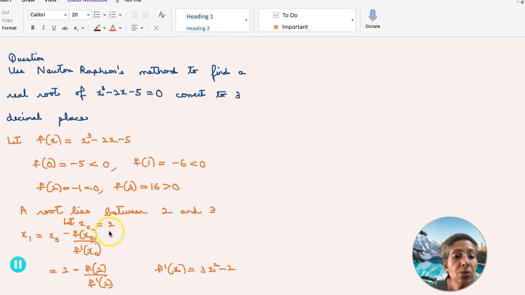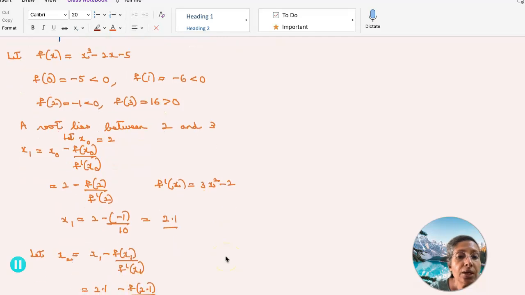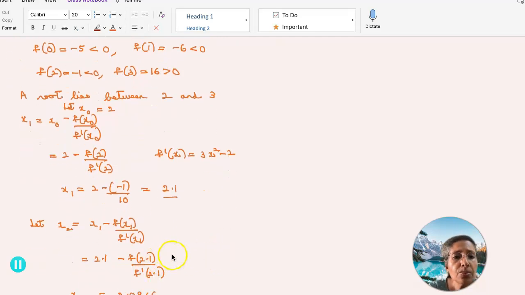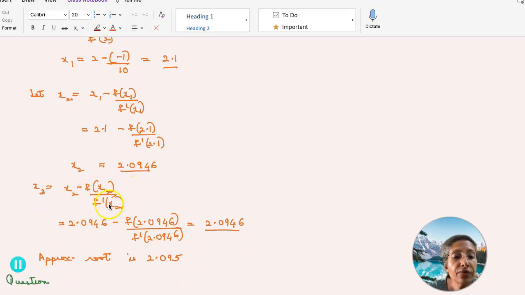So we start with, let x0 equal to 2, and x1 equal to x0 minus f of x0 by f dash x0, and f dash x will be 3x squared minus 2. Substituting for x0 as 2, you get x1 as 2.1. Now f of 2.1 will be positive. So now we take x1 as 2.1. So x2 is x1 minus f of x1 by f dash x1. So this will be 2.0946. Again we replace x2 by 2.0946, and x3 is x2 minus f of x2 by f dash x2, and this is again 2.0946. So we can see that x2 and x3 are almost the same. So we conclude that the approximate root is 2.095.